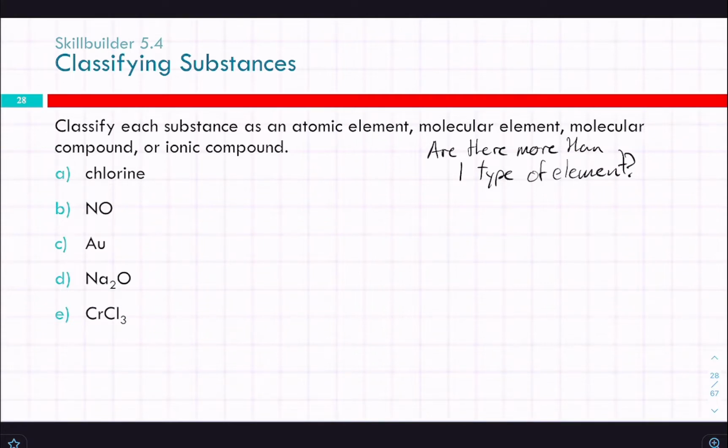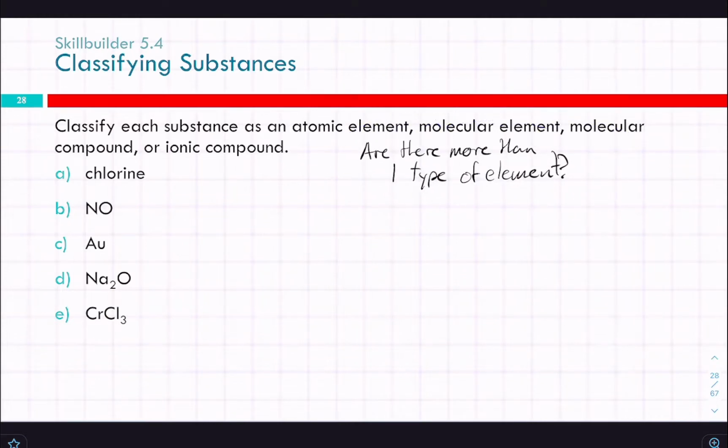All right, so if we have more than one type of element, then it can't be just an element, right? It can't be a pure substance. So if the answer is yes, then we're going to have a compound of some kind. If the answer is no, then we're going to have a pure substance.